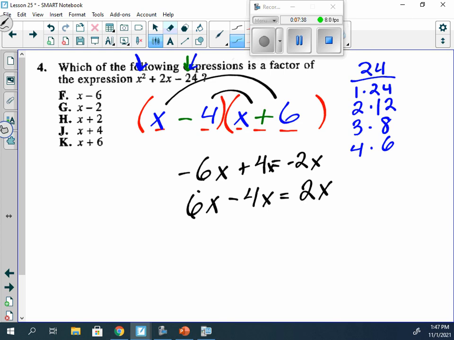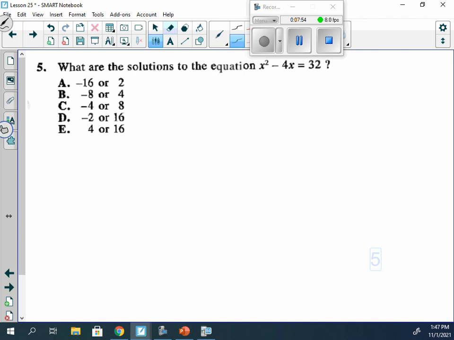Well, the only one that does show up is our x plus 6. Any questions on this here? Let's look at the next one that we're going to look at, number 5. What are the solutions to the equation x squared minus 4x equals 32?